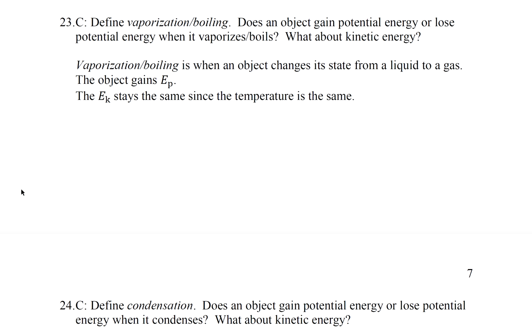Question 23. Define vaporization or boiling. Does an object gain potential energy or lose potential energy when it vaporizes or boils? What about kinetic energy? Vaporization or boiling is when an object changes its state from a liquid to a gas. The object gains potential energy. The kinetic energy stays the same since the temperature is the same.